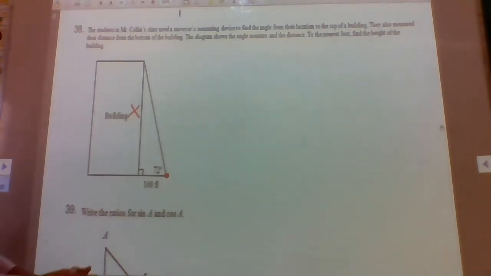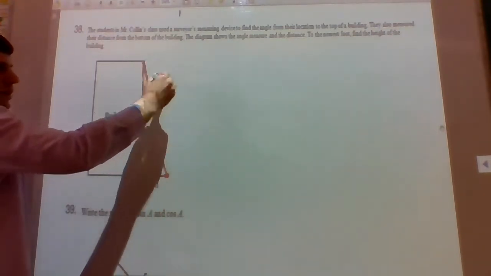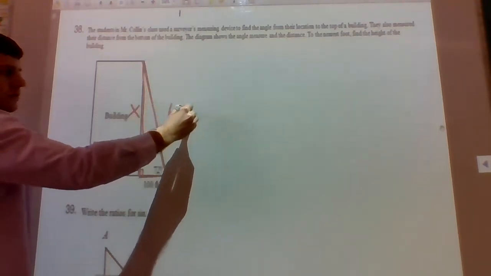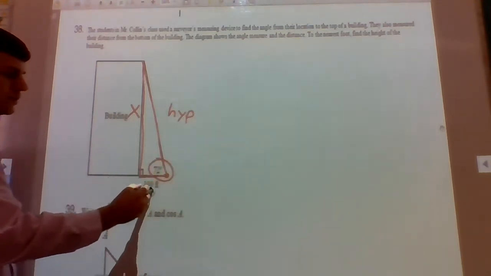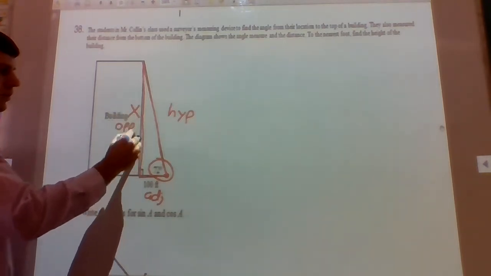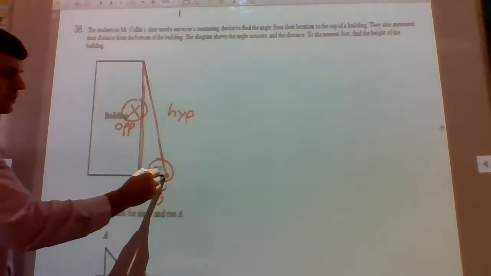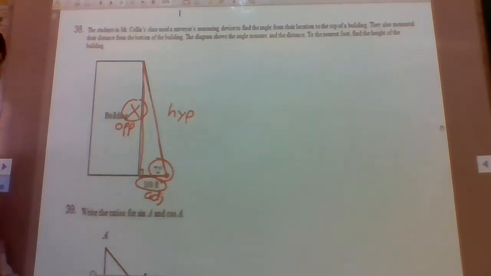Okay. So here's our right triangle. Label your hypotenuse first. Circle your angle. Next to is adjacent. Across from is opposite. We have opposite and we have adjacent, so we're going to use tangent. We're solving for a side, so it's regular tangent.